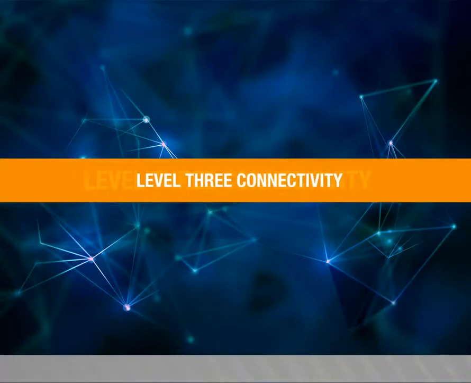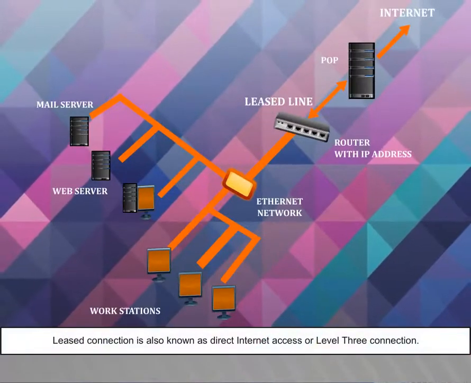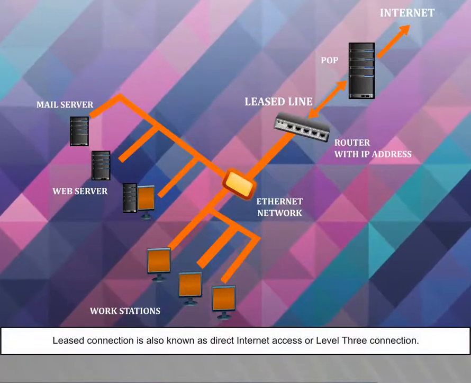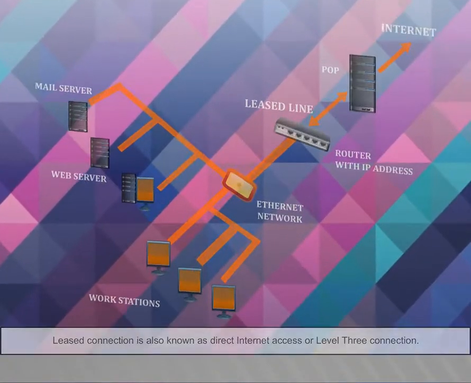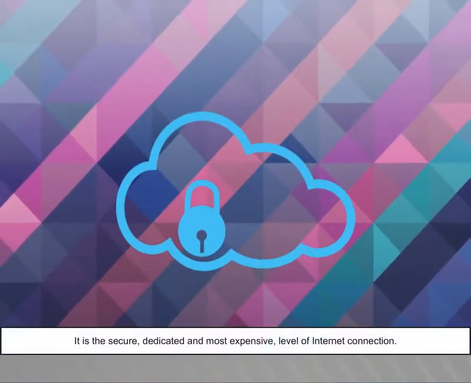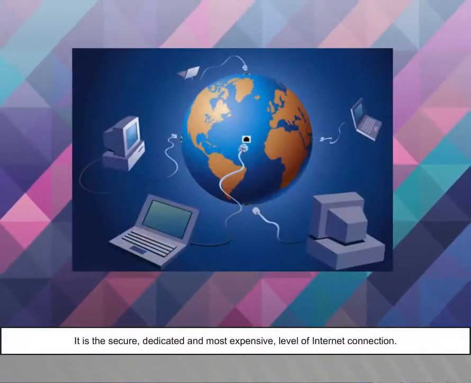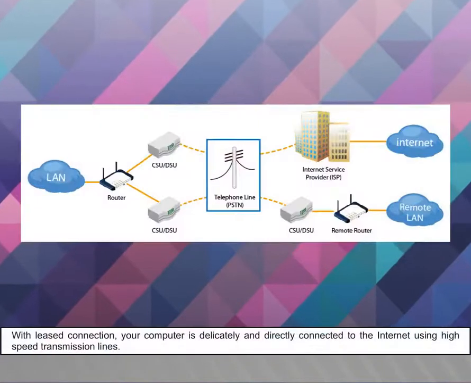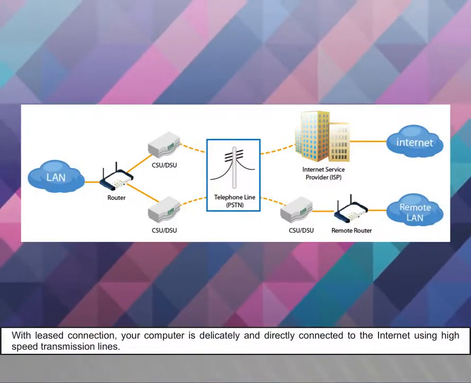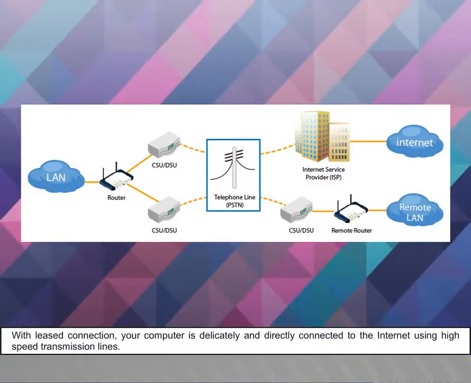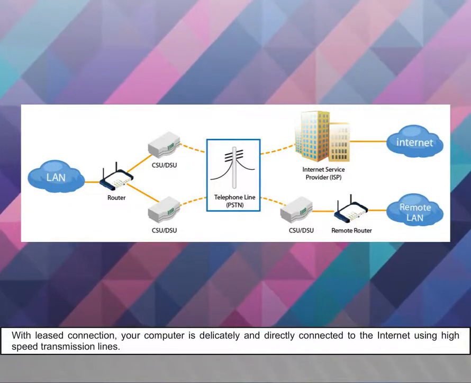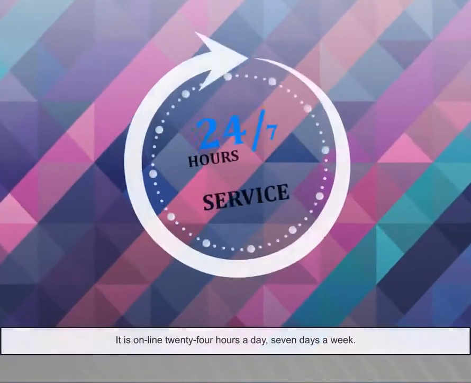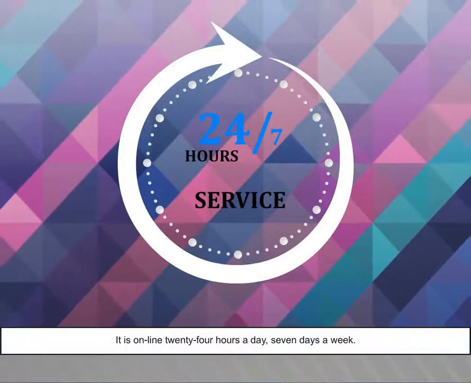Level 3 connectivity. Let us see about the process of Level 3 connectivity. Leased connection is also known as direct internet access or Level 3 connection. It is the secure, dedicated and most expensive level of internet connection. With a leased connection, your computer is dedicatedly and directly connected to the internet using high-speed transmission lines. It is online 24 hours a day, 7 days a week.